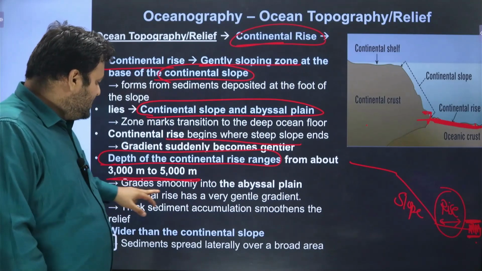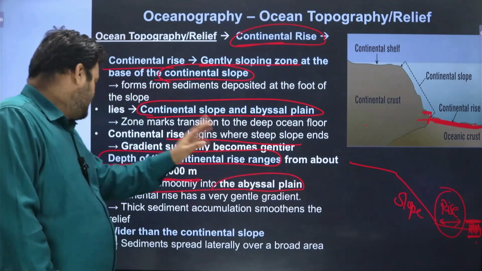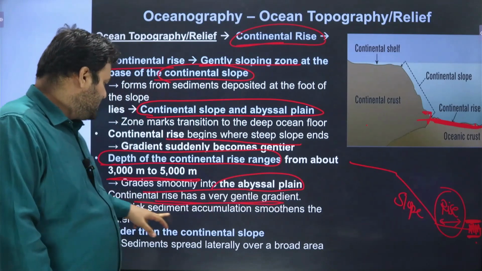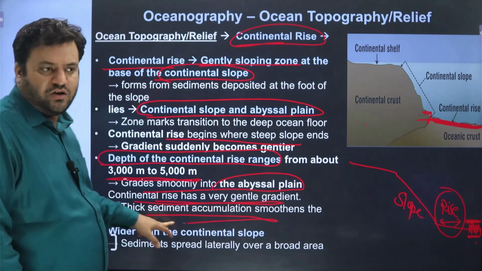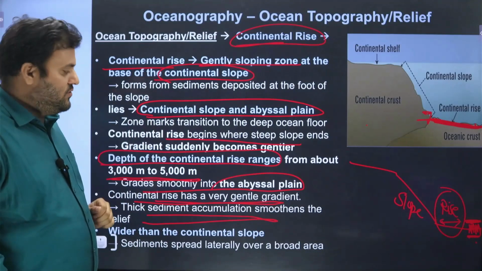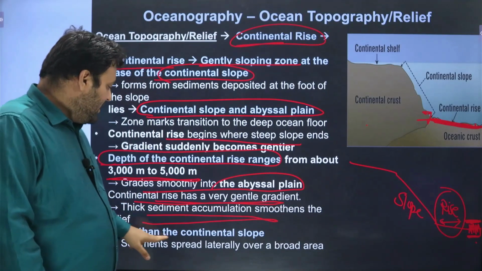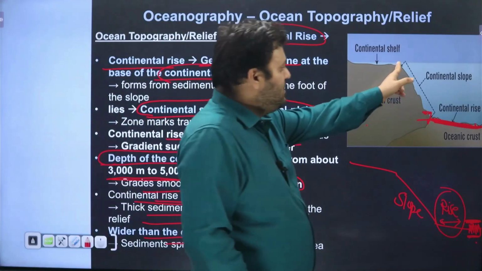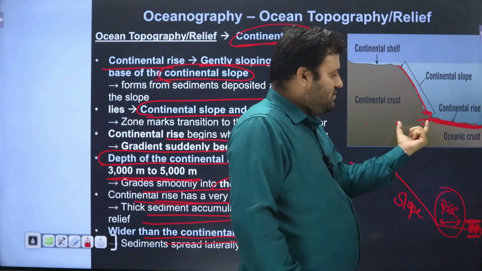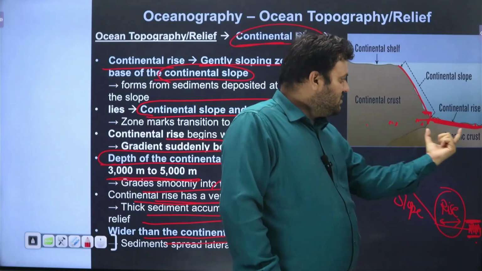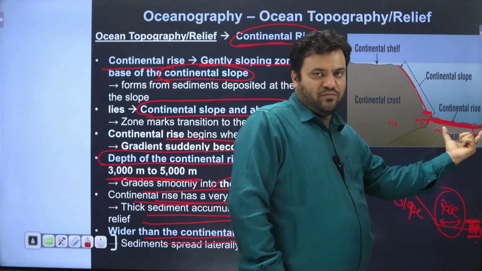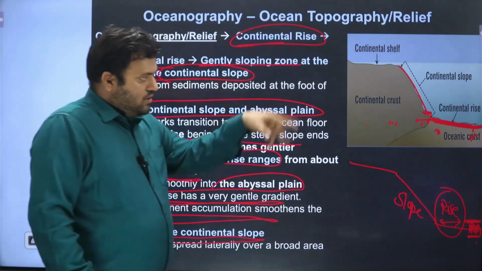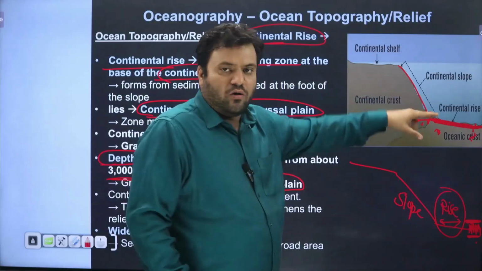So it grades smoothly into the abyssal plain. The continental rise has a very gentle gradient. There might be some sort of thick accumulation of sediments which could be found on the continental rise, and it is wider than the continental slope. The continental slope is steeper, but when it comes to its width, it is very much less. But this portion, the continental rise, is very much broader when it comes to the horizontal expansion. Vertical expansion is more in the continental slope.